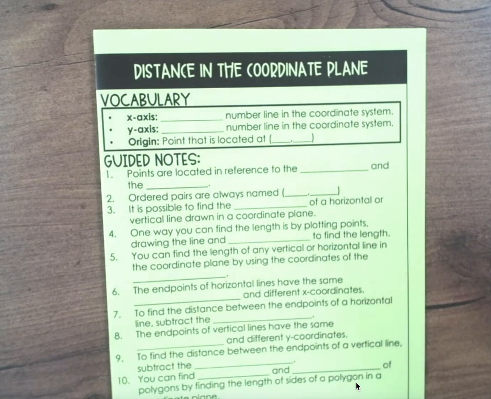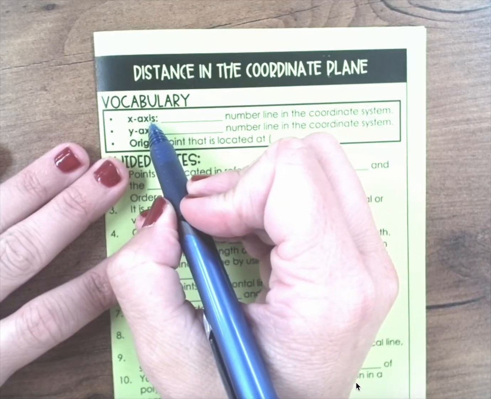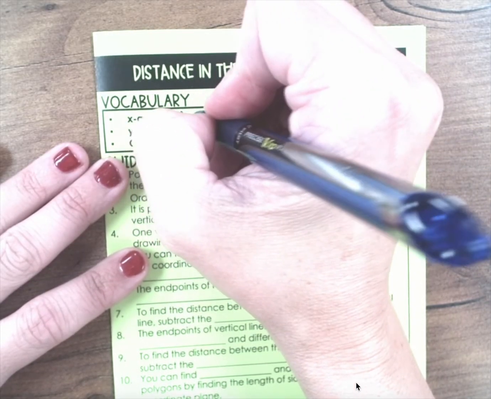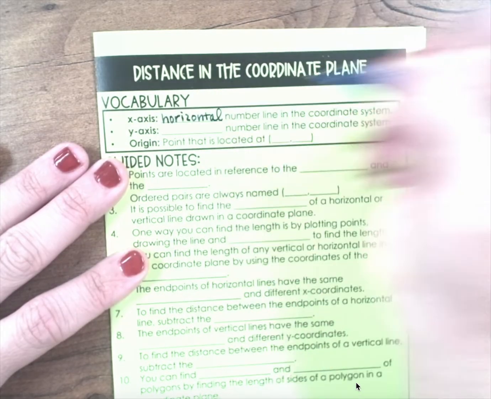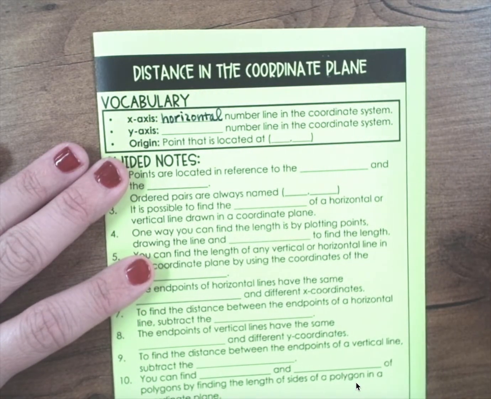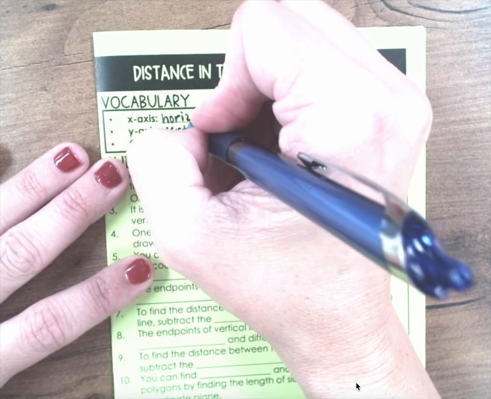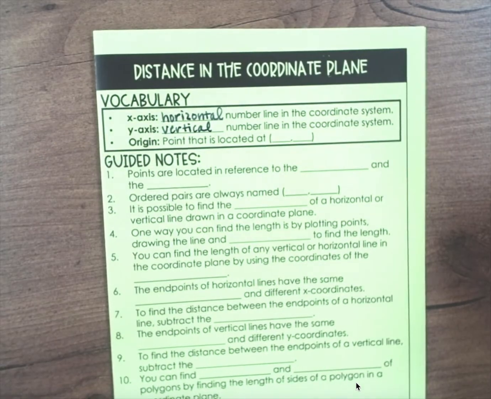Talk about distance in the coordinate plane. So let's start with our vocabulary first. If you remember, our x-axis is the horizontal number line in the coordinate system. The y-axis is the vertical number line in the coordinate system.